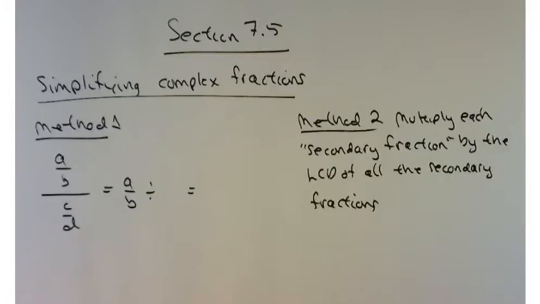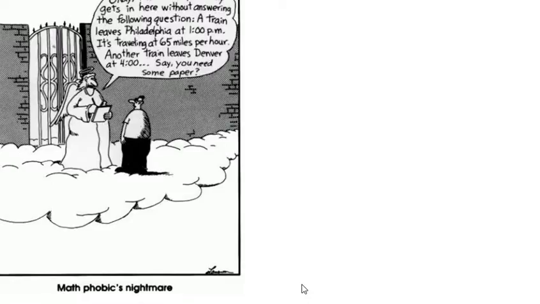So we're going to start out section 7.5 with a little bit of humor. It's not exactly the one I would have written for this, but it's pretty close. So it's a math phobe's nightmare about getting into heaven. Ha ha ha. You can pause the video and check it out.